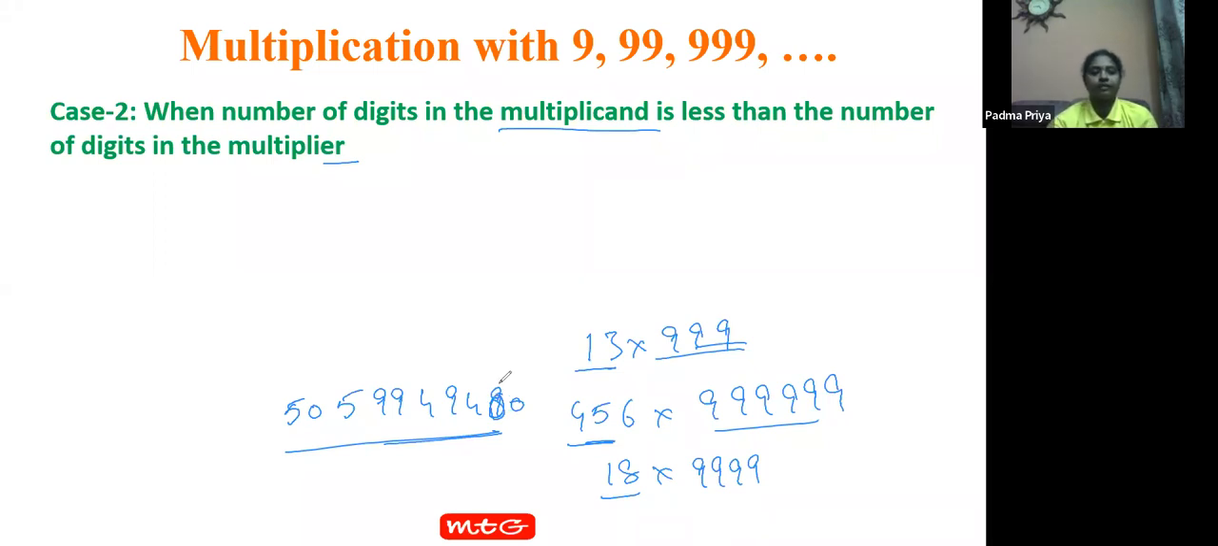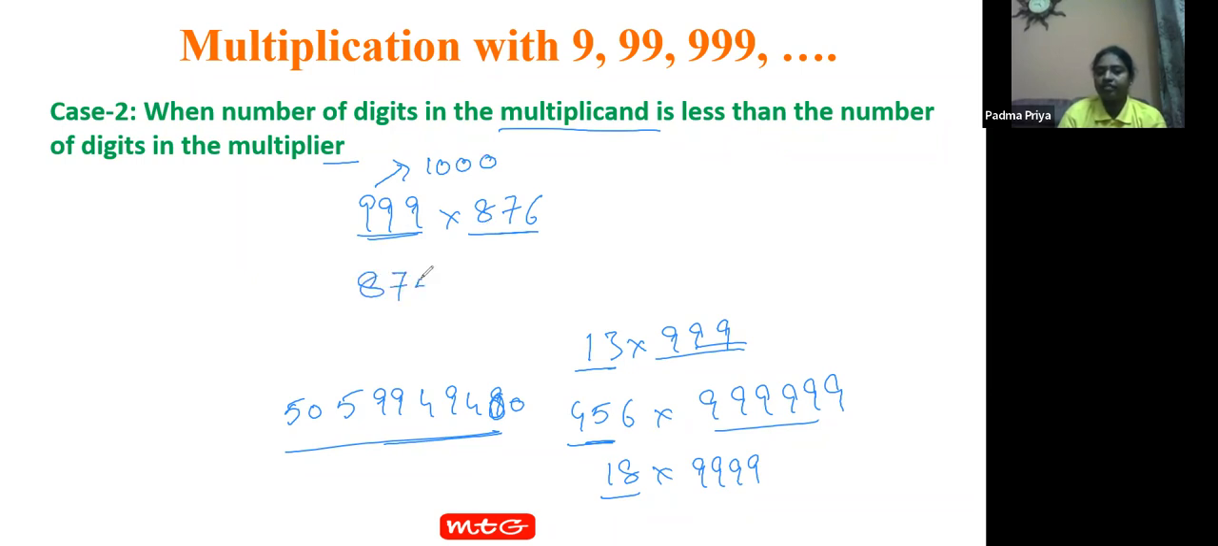Okay, fine. Ma'am, can you do one problem like 999 multiplied by 876? Yes, you asked that question, isn't it? So 999 multiplied by 876. Again, you consider this as a multiplicand, this as a multiplier. Now, what is the base here? 1000. So 876 minus 1, 875. And all from 9, last from 10, if you do: 9 minus 8, 1, 9 minus 7, 2, 6, 4. That's it. 875.